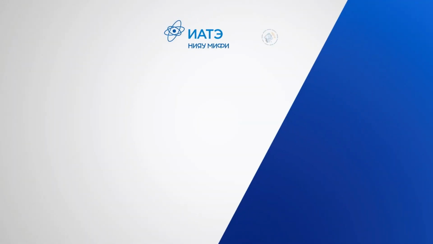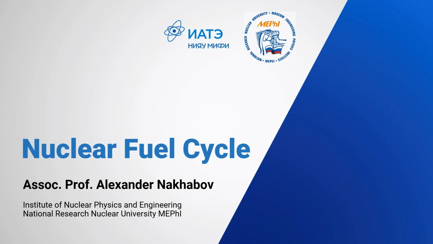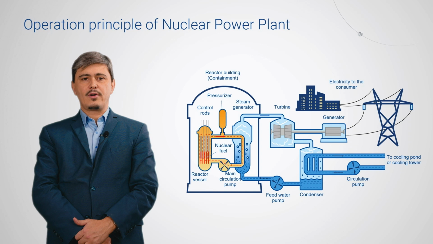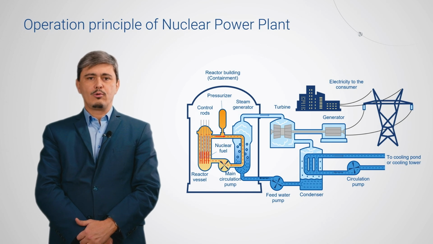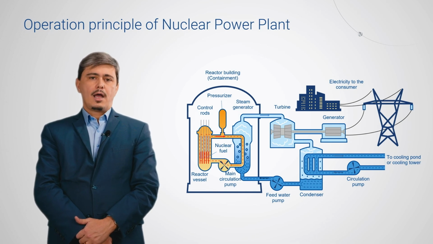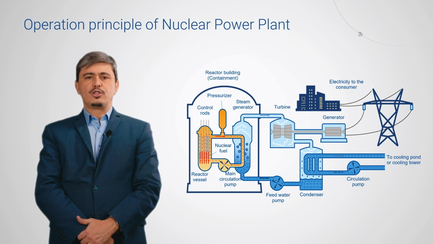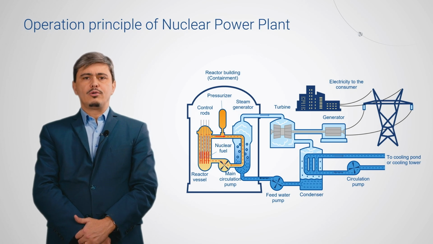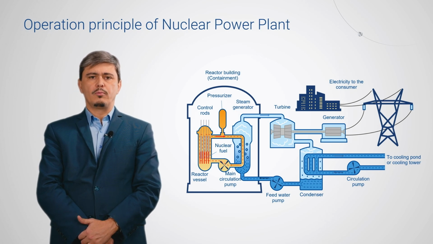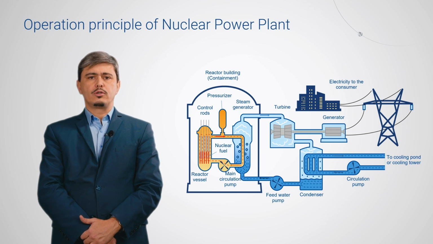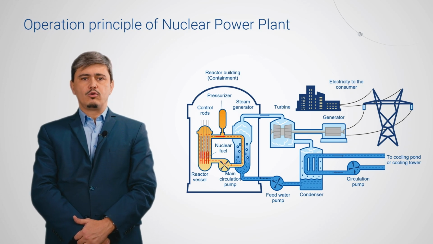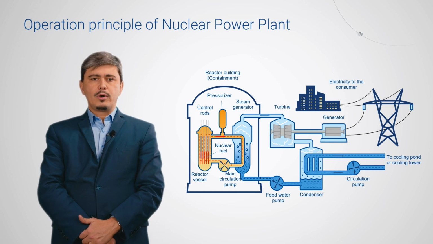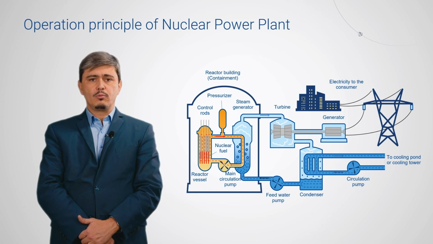Let's talk today about the nuclear fuel cycle. First of all, please look at this diagram. It's the traditional layout of a nuclear power plant. And maybe you know that for the majority of nuclear power plants all around the world, to get electricity, to produce power, we use a turbine. The turbine will rotate a turbo generator, and in this way we can get electricity. The only question is how to rotate this turbine.